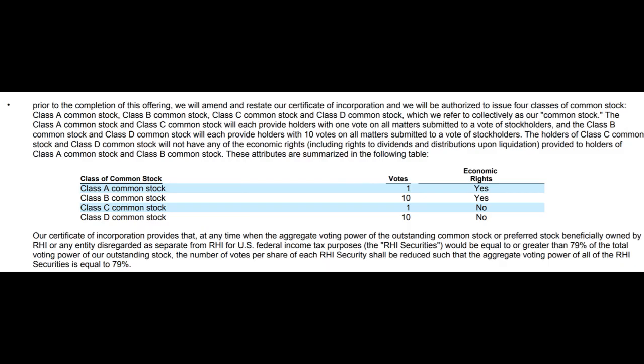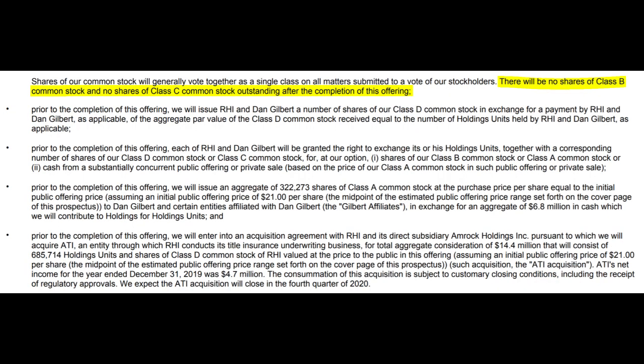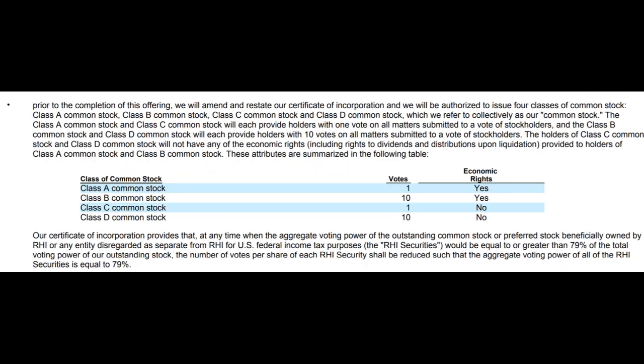So during the process of the reorganization, there were 4 separate classes of shares, but Class B and C shares were only made to facilitate the reorganization. And the S-1 states that there will be no remaining Class B or C shares once the IPO is complete. So we really only have to worry about the Class A and D shares.